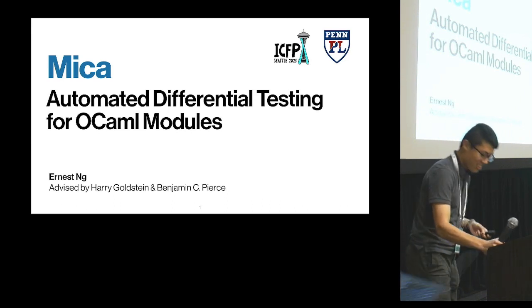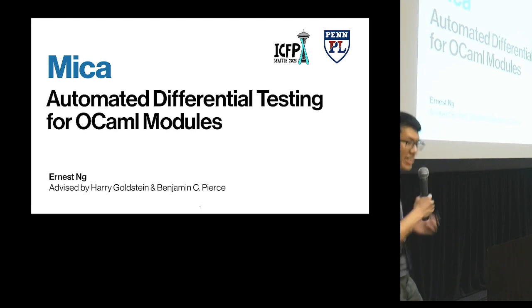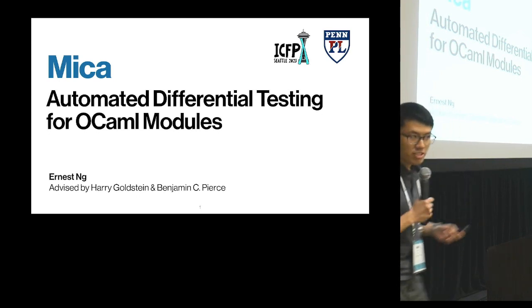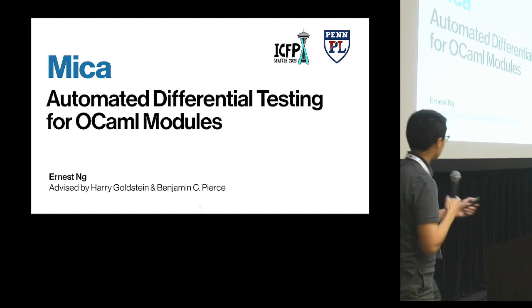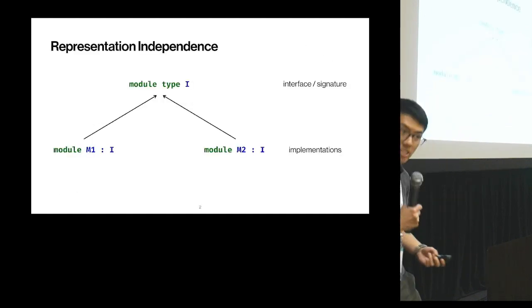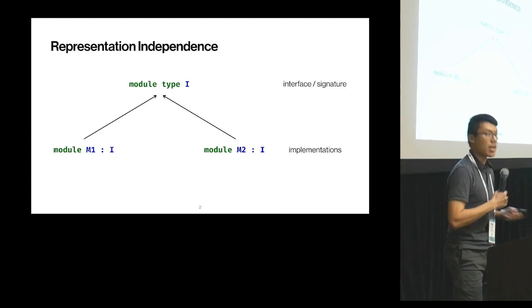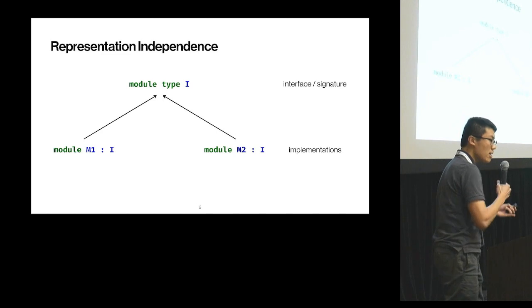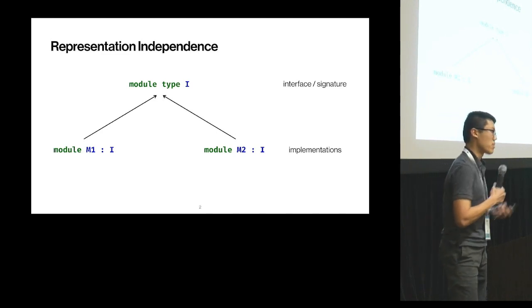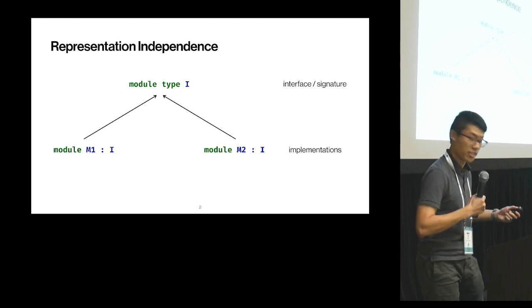Yeah, take it away. Hello, I'm excited to talk to you today about Mica, which is a tool that automates differential testing for the OCaml module system. In the ML module system, we can have representation independence. This means I can have two modules, M1 and M2, that implement the same interface I, but M1 and M2 might implement I in completely different ways. We sometimes also call I a module signature.